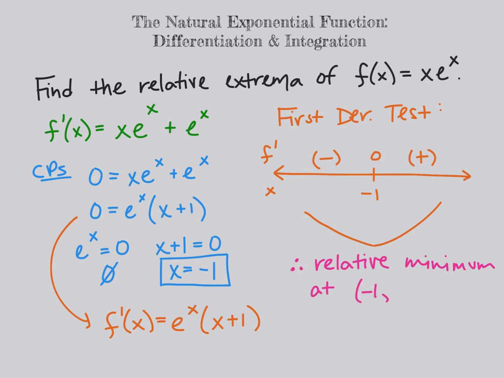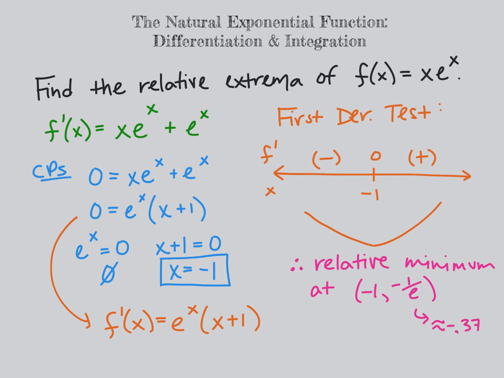At -1 comma something, if we plug in -1 here, we'll get -1 times e to the -1. So that's -1 over e. So our output is -1 over e. And technically that number is approximately, just so we can check it, -0.37.